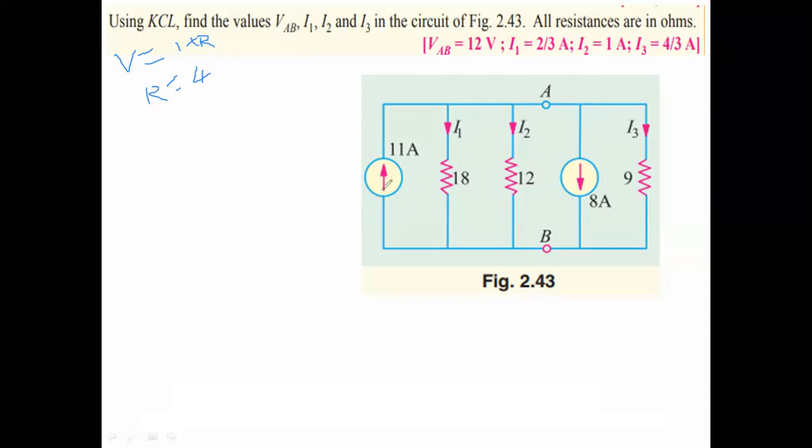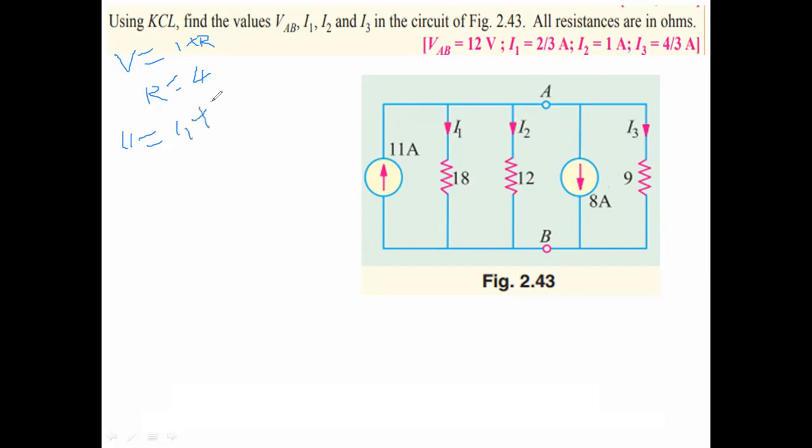So at this junction, apply the KCL law. What are the incoming currents and outgoing currents? 11 amperes is incoming, I1 is outgoing, I2 is outgoing, 8 amperes is outgoing, and I3 is outgoing. So 11 amperes incoming is equal to the sum of I1 plus I2 plus I3 plus 8 amperes.